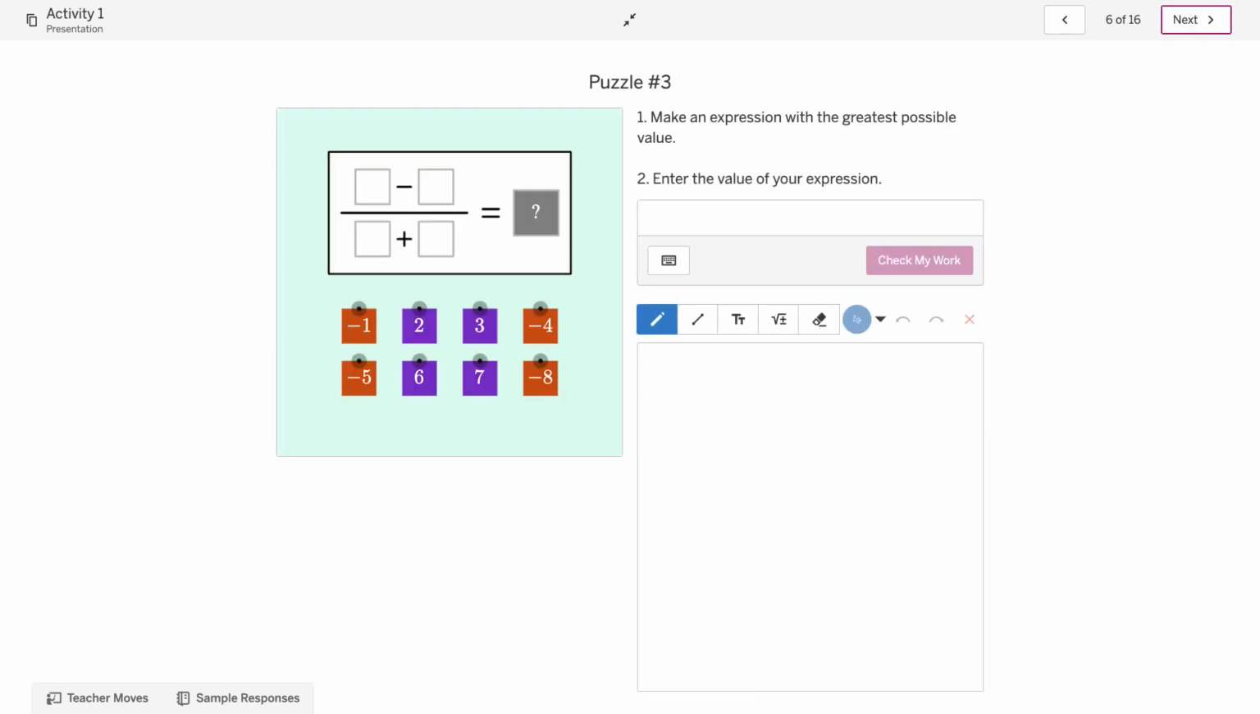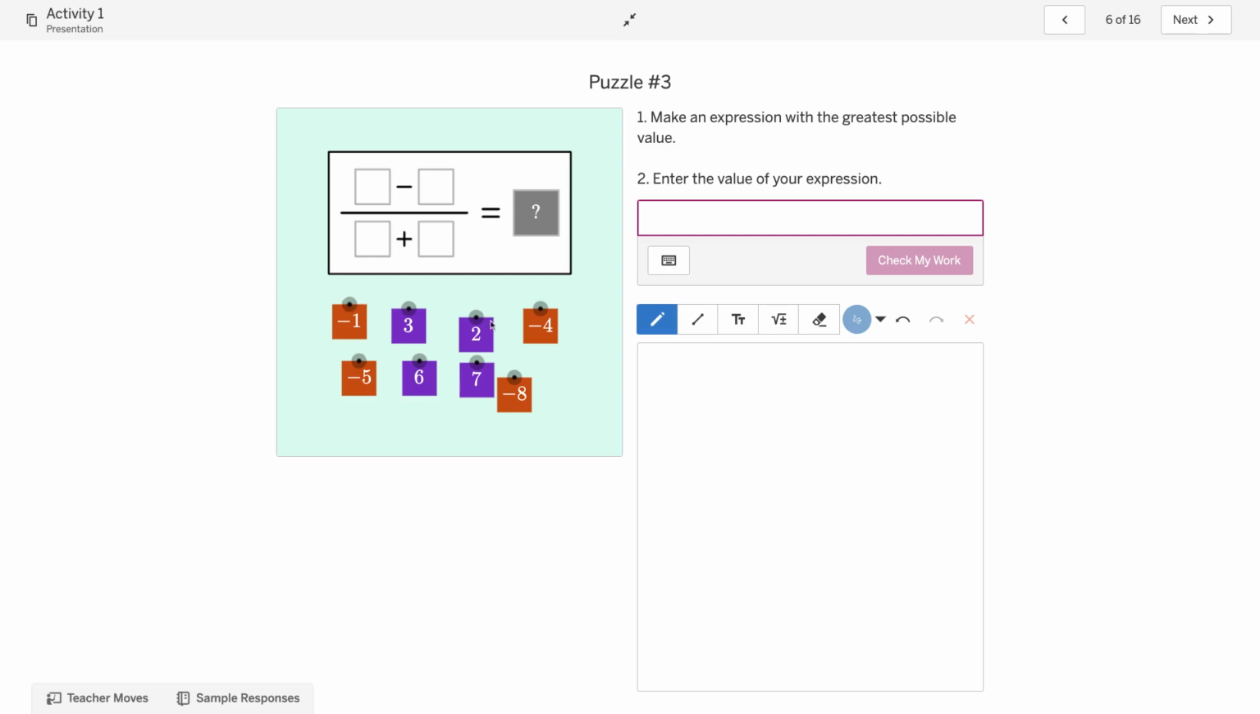All right, next, we're looking for the largest possible here. So to solve this puzzle, I need to look at and say, what do I need to do first? Well, when you have a setup like this, even though these aren't in parentheses, you need to solve the top first, then the bottom, then divide. So I need to subtract, I need to add, and then I need to divide. So if I'm looking for the greatest, I want the smallest number I can on the bottom.